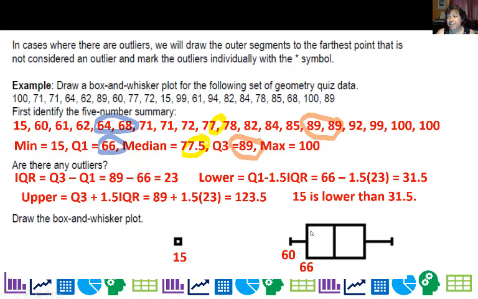Then my Q1 is here at the edge of the box at 66. There's my median. And here's my Q3 and my max. Since there's no high outliers, you don't see any points to the right.